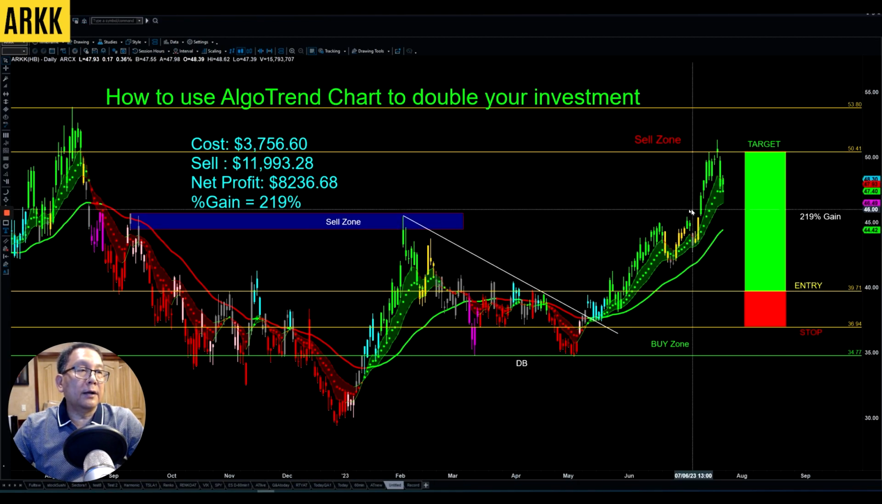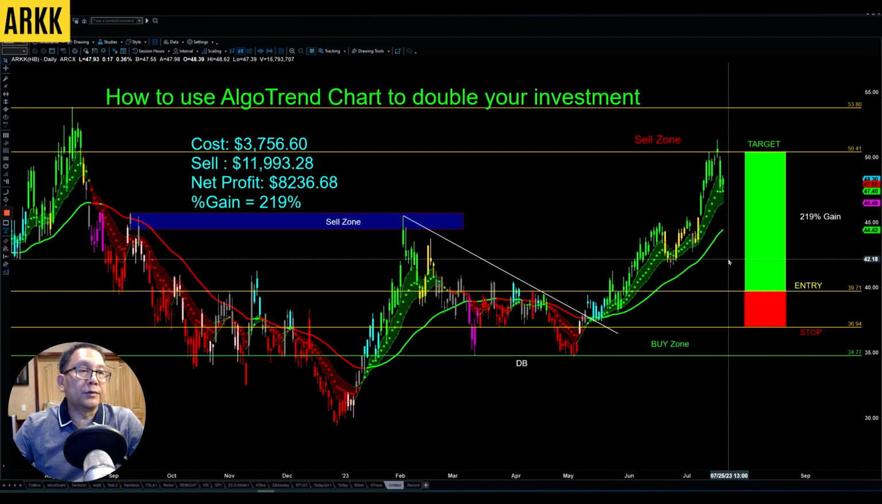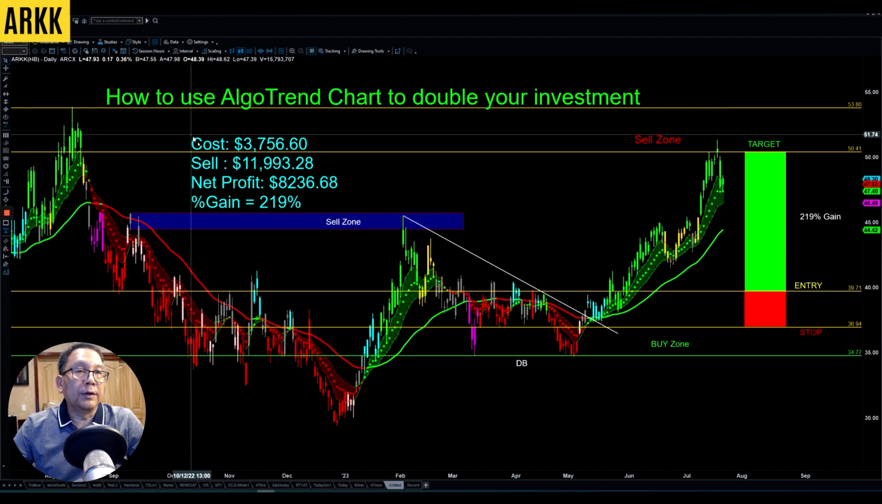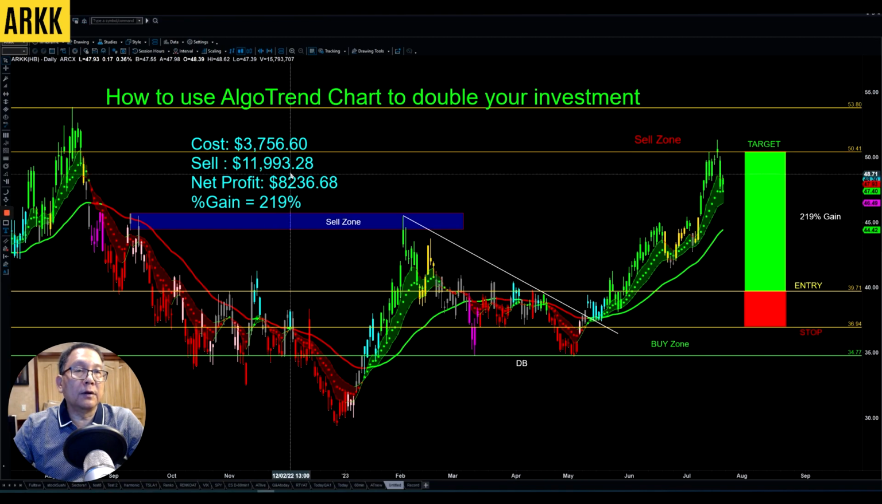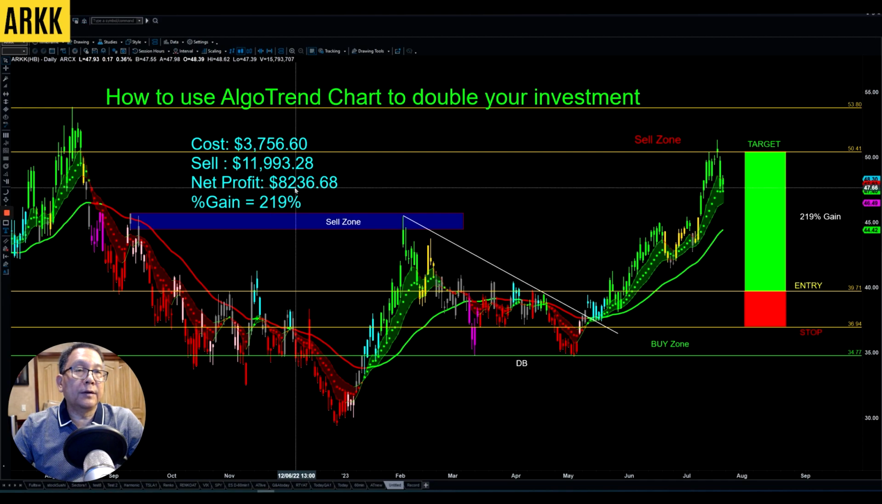So the cost to buy 10 contracts, instead of using $40,000 to buy 1,000 shares of this ticker symbol ARKK, I buy 10 contract options. They allow me to control 1,000 shares of ARKK. It only cost me $3,756.60. So when it hit the sell zone, I sold it for $11,993.28.